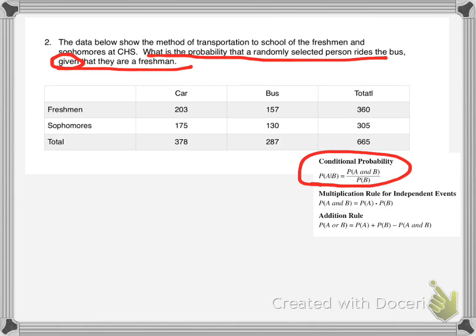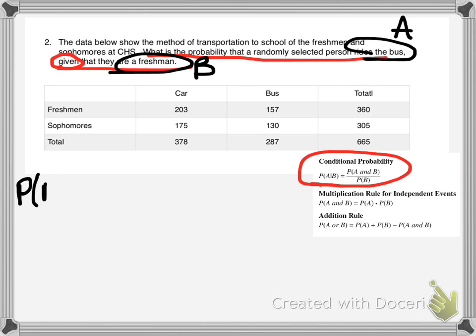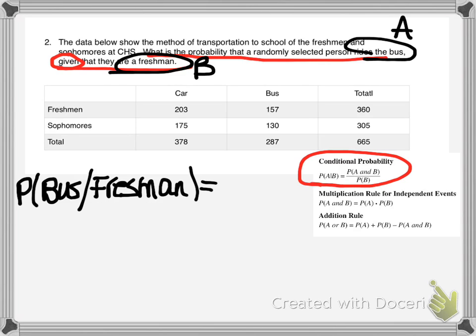So we want to find event A. Event A is going to be before the word given. So that's going to be ride the bus. That's A. And after the word given is freshman. So that's going to be event B. So I know I want to find the probability that someone rides the bus given they are a freshman. So that tells me that when I plug it in, I'm going to find the probability that somebody rides the bus and they're a freshman over the probability of B, which is they're a freshman.